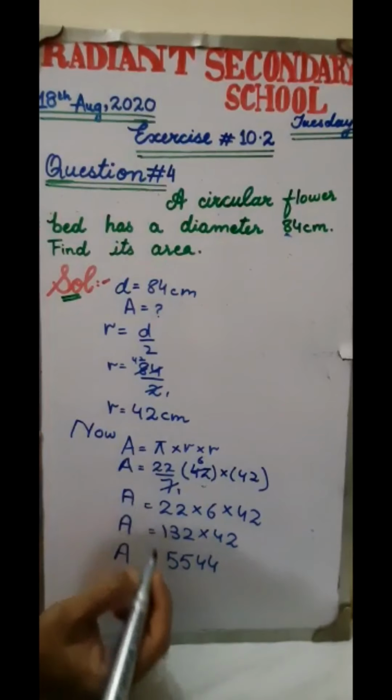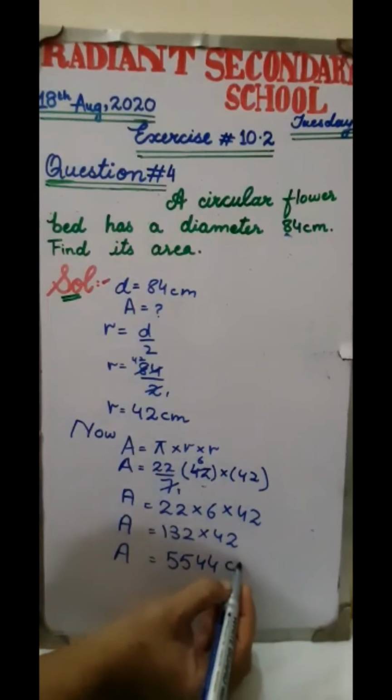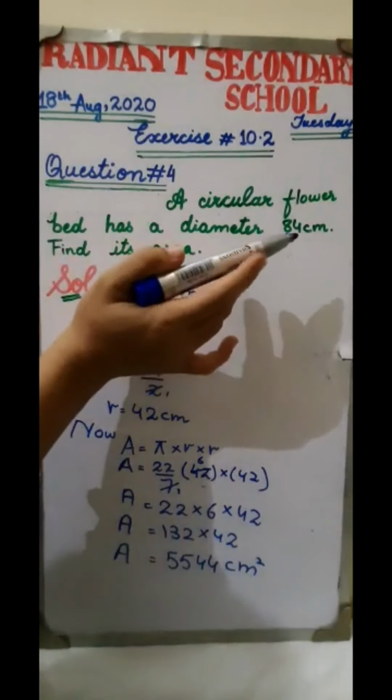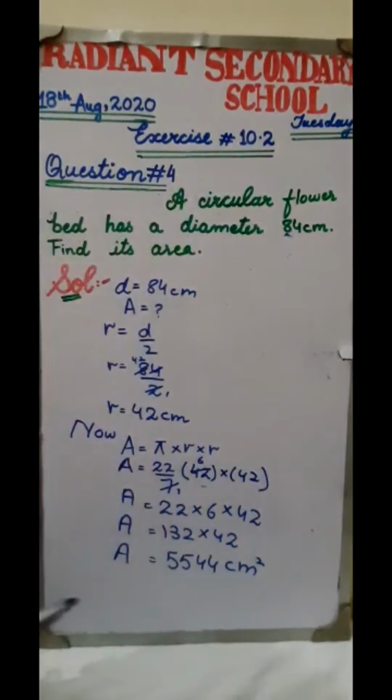Okay, now area, you have to write the unit here, centimeter square, because in the question diameter is given and it is given in the centimeter. That's why our area will become centimeter square with its unit.